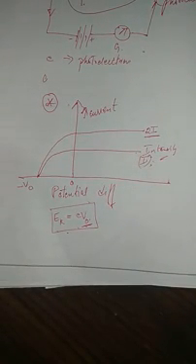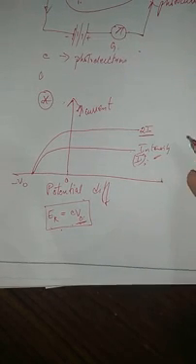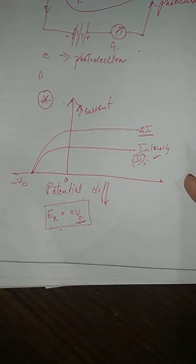Second is the maximum kinetic energy of the emitted photoelectron is independent of the intensity of the incident light. So the kinetic energy of the electron does not depend upon the intensity of the light. It is independent. That is the second one.